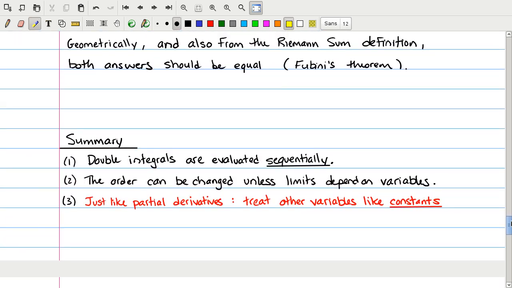So to summarize, double integrals can be found from Riemann sums. They can be evaluated sequentially. In general, we're allowed to change the order of integration. We can do whichever one we like first, although there will be caveats to that later on. And the final thing to remember is that when I'm doing one integral, I have to remember to hold all my other variables constant. This is just like partial derivatives. When I'm taking a derivative with respect to one variable, every other variable is constant. The same is true of integrals. When I'm integrating with respect to x, y is held constant. Conversely, when I'm integrating with respect to y, x is held constant.